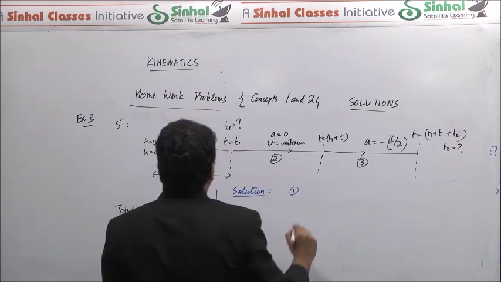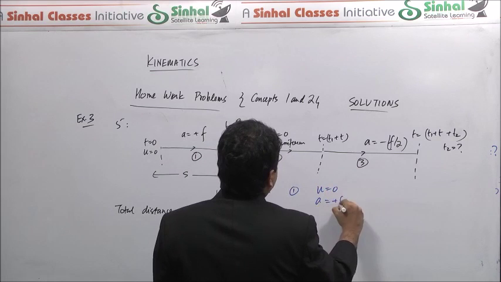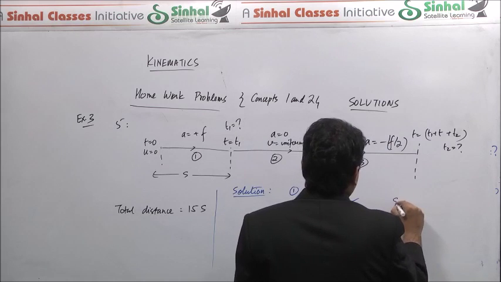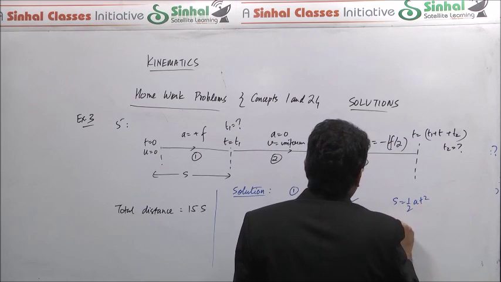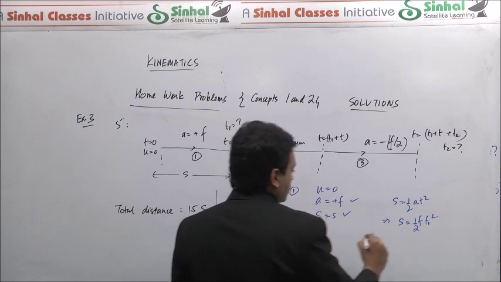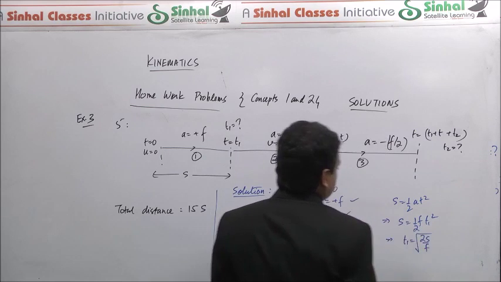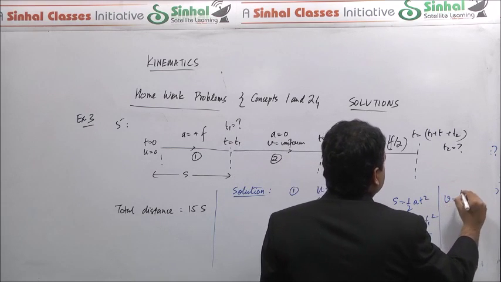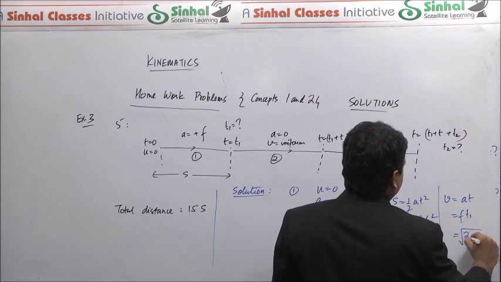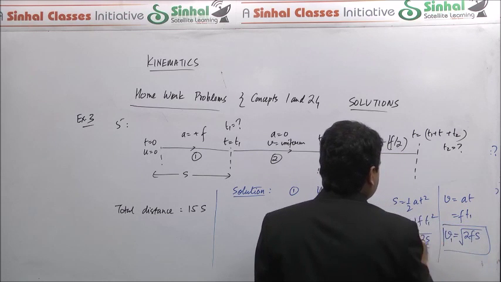For the first part, initial velocity is 0, acceleration is equal to plus f, and displacement is equal to s. So we can see that s is equal to half a t square. From that we can say s is equal to half f t1 square. So t1 is the square root of 2s by f, and we can also use the relation that v is equal to at, that becomes f t1, so that becomes the square root of 2fs. Let's say that the velocity is v1 and this time is t1.